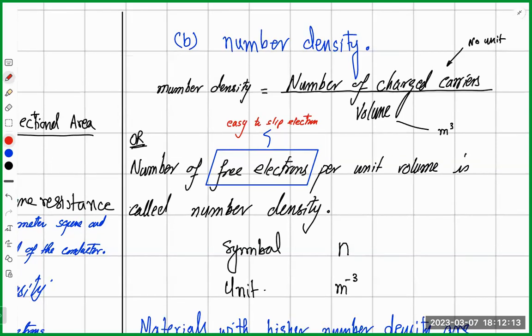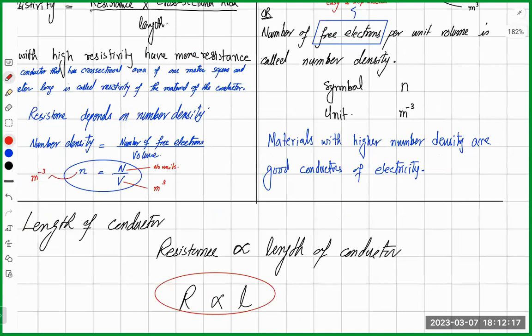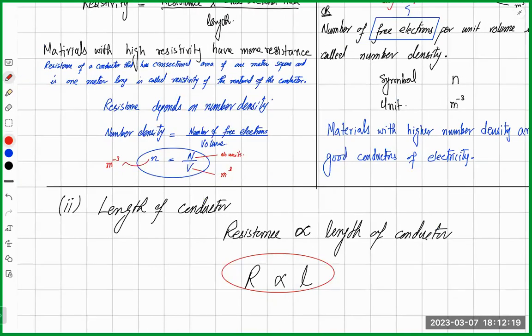Now, what else does resistance depend on? Did anybody say something? Okay. No. Now, the length of a conductor also affects resistance. If you have a longer conductor, you will have more resistance.